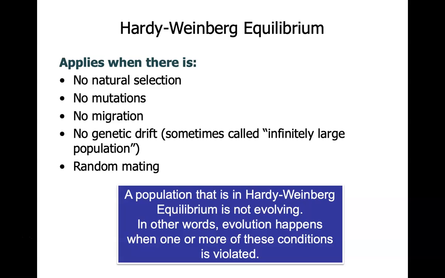Random mating basically means no sexual selection. It also means that you're not being forced to mate with a close relative because of small population size. So random mating is essentially changes in genotype frequencies without changes in allele frequencies. So there are changes in a population without evolution occurring, which is sort of a special case.